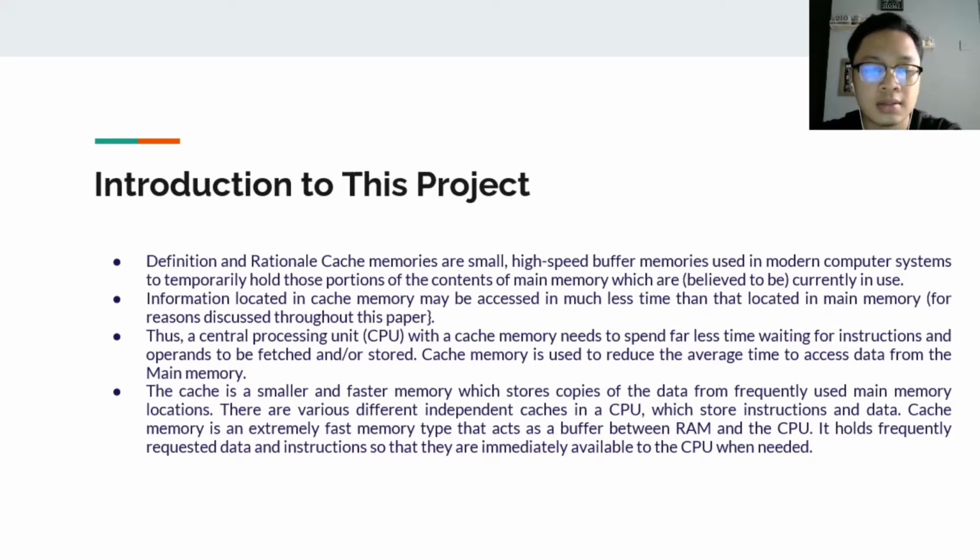The cache is a smaller and faster memory which stores copies of the data from frequently used main memory locations. There are various independent caches in a CPU which store instructions and data. Cache memory is an extremely fast memory type that acts as a buffer between RAM and CPU. It holds frequently requested data and instructions so that they are immediately available to the CPU when needed.